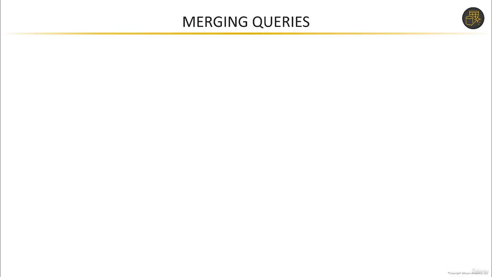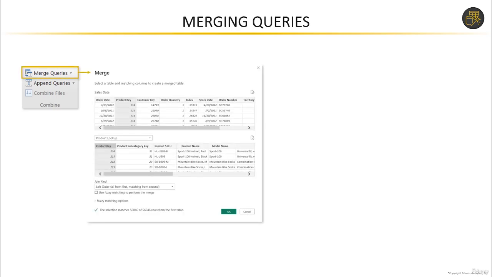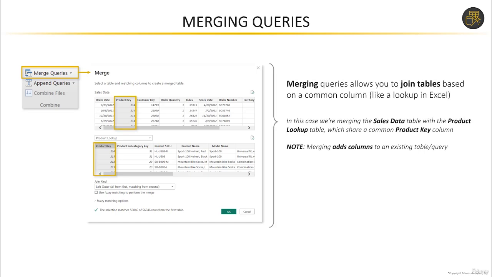All right, up next we have merging queries. So you'll see the merge query options here in the home tab of the query editor. And when you click on that button, it'll open up a dialog box like this, where you can select two tables with matching columns in order to create a merged table. And basically, this works just like a lookup in Excel. You're joining information from two different tables based on some common column or key.